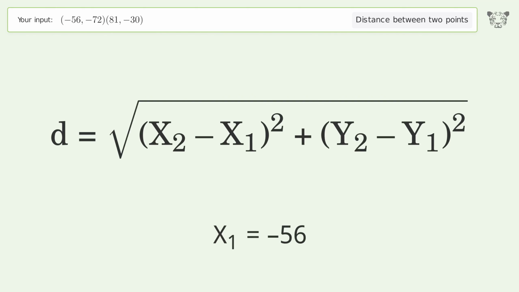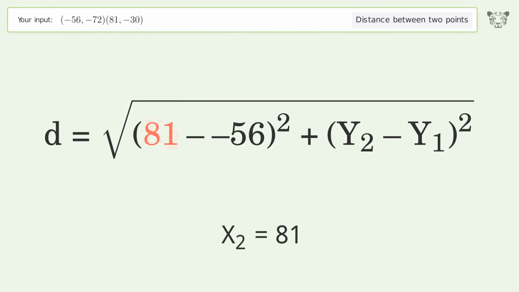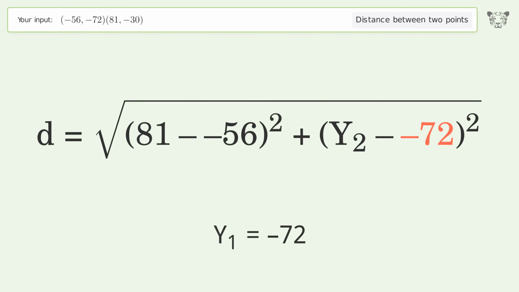x1 equals -56. x2 equals 81. y1 equals -72. y2 equals -30.